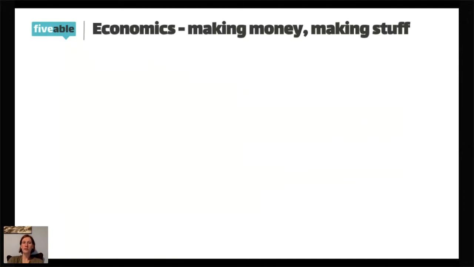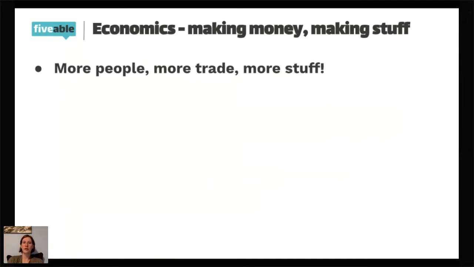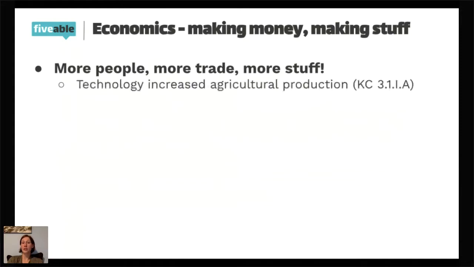Along with trade stuff, we also have to think about production. So technologies that increased agricultural production. And some of you have mentioned a bunch of those already that are a really big deal. So thinking about the three-field system and horse collars in Western Europe, thinking about terracing in the Andes and in China, those kinds of things.